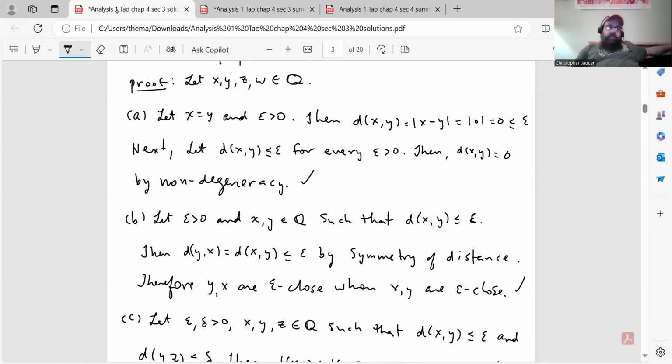So let's assume that x equals y for our hypothesis, and that epsilon greater than 0 is given. Then the distance between x and y is equal to the absolute value of x minus y, which is equal to 0 because x equals y by hypothesis. And remember, the absolute value of 0 is 0. And obviously that's less than or equal to any positive number epsilon. And next, let the distance between x and y be less than or equal to epsilon for every epsilon greater than 0. Then the distance between x and y has to be equal to 0 by non-degeneracy. Okay, that's part A.